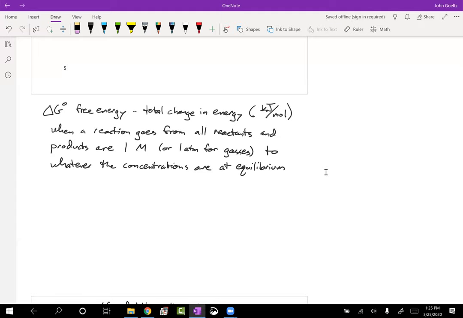If the reaction is not at equilibrium, it will shift until it is. Delta G is a way to quantify how much energy is released if delta G is negative, or the energy absorbed or taken in, required for input if delta G is positive. And it's the energy that's, let's say, released as the reaction goes from 1 molar to equilibrium.